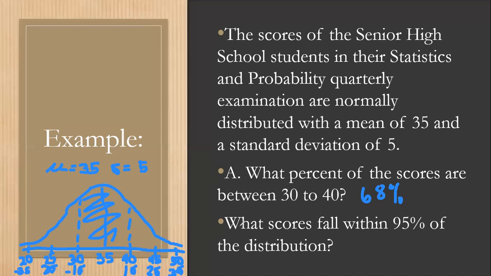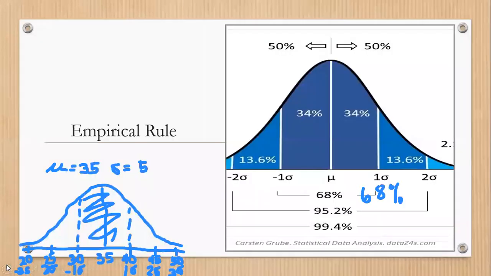Okay. Next, answering question number 2. What scores fall within 95% of the distribution? So where is that 95%? Okay, let us go back to the empirical rule. Slide, where's that slide? Yeah, there you have it. The 95%, it's from -2 to +2 standard deviations.